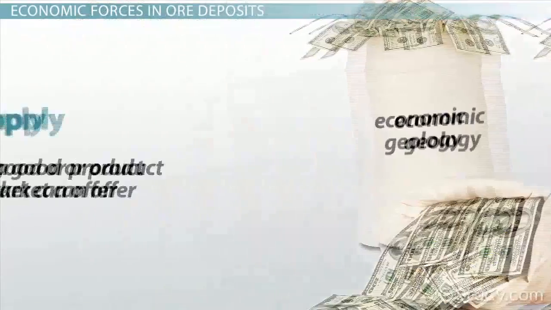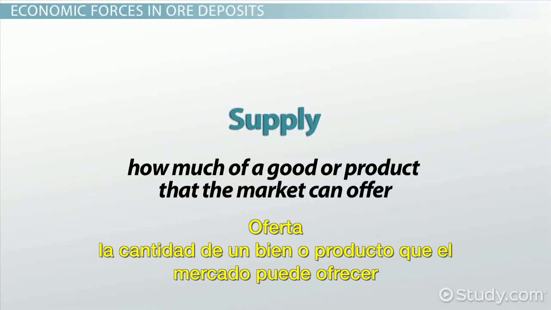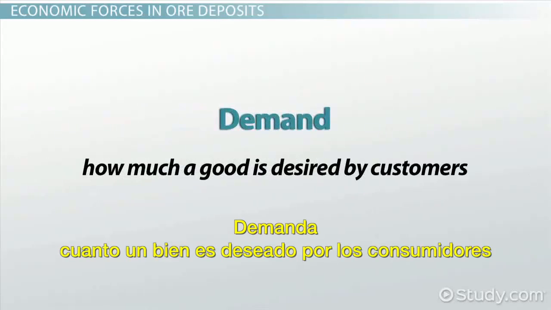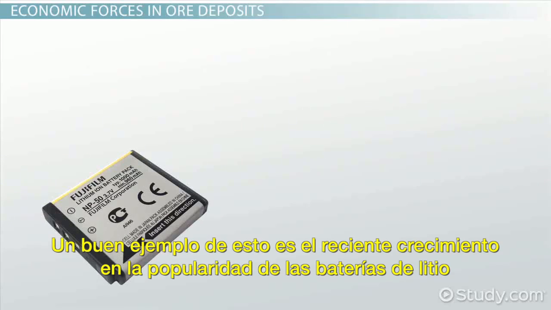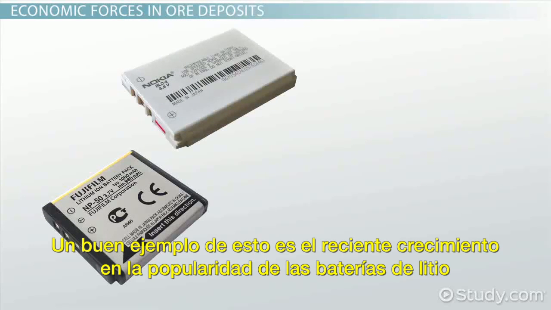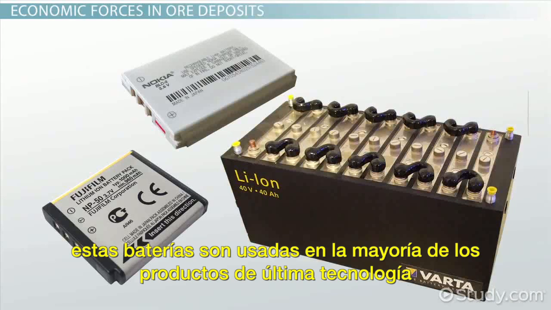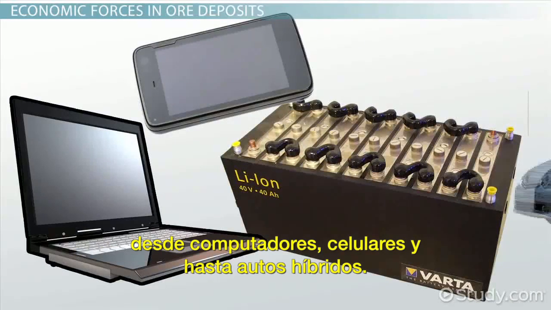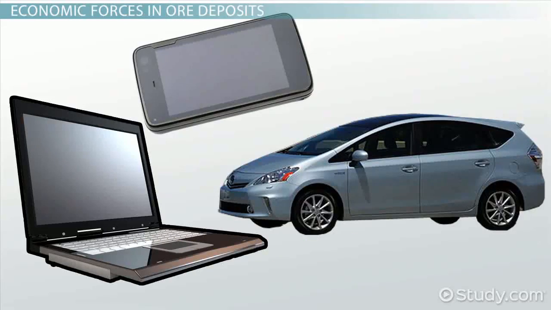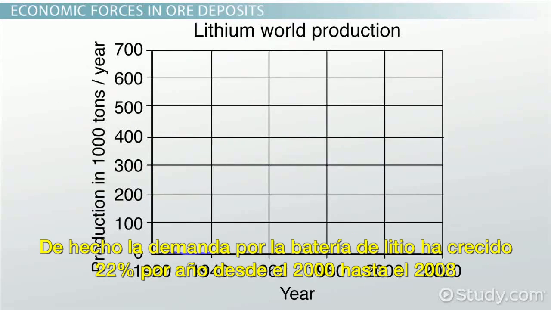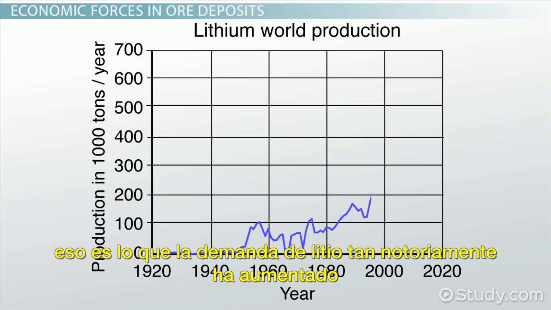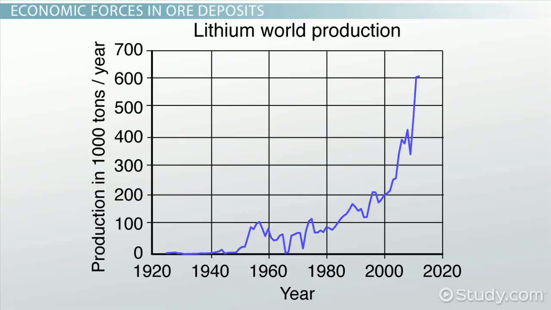As you would assume from the name, economic geology is heavily influenced by economic forces such as supply and demand. Supply is how much of a good or product that the market can offer. Demand is how much a good is desired by customers. A good example of this is the recent rise in popularity of the lithium-ion battery. These batteries are used in most modern technology, ranging from computers to cell phones to hybrid cars. In fact, the demand for lithium compounds has grown 22% per year from 2000 to 2008. Thus, the demand of lithium has been greatly increasing.